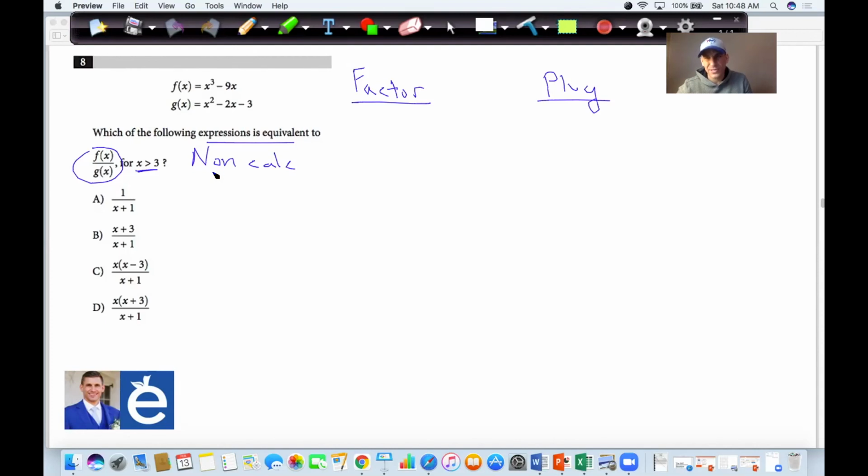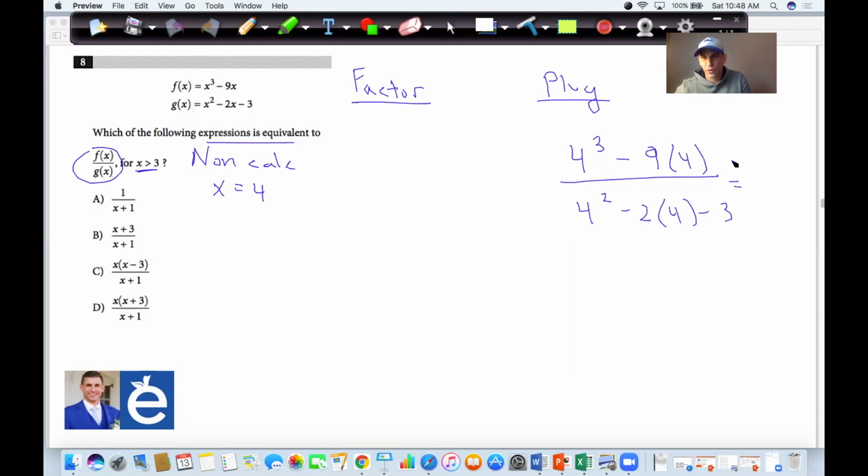Most of the time, as hard as it gets, honestly, is just subtracting or adding fractions together when you simplify this. So here, if I'm going to do this, I'm going to choose x equals 4. If I choose x equals 4, then I'm going to plug it into both of these expressions. I get 4 to the third minus 9 times 4. And then this is 4 squared minus 2 times 4 minus 3.